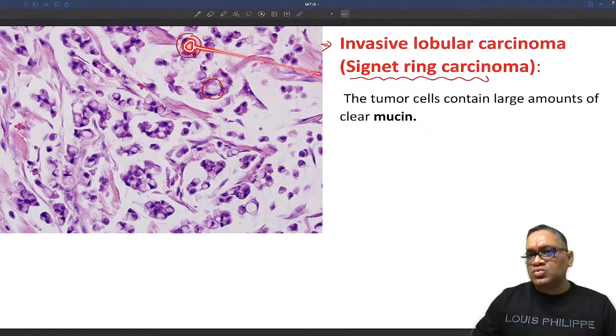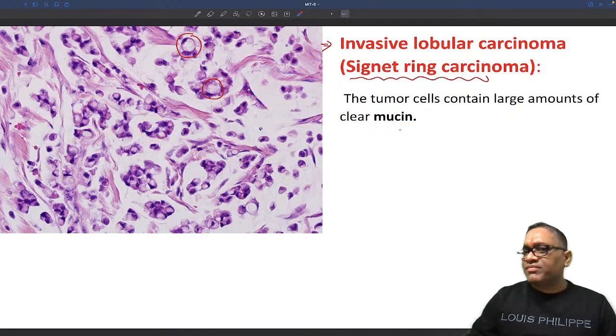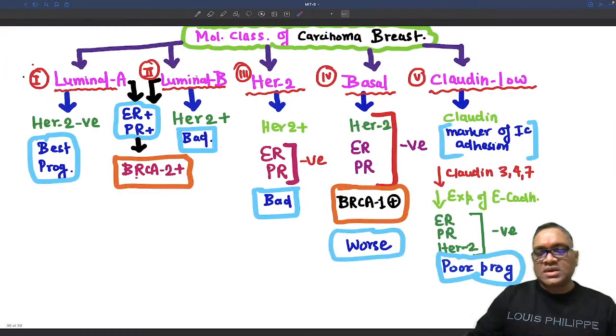So these are two important areas showing you the signet ring. They are all signet ring cells. All these are signet ring. So invasive lobular carcinoma will be having signet ring cells because of the presence of mucin. Mucin is pushing nuclei to one end, and that is why it is looking like a signet ring appearance.